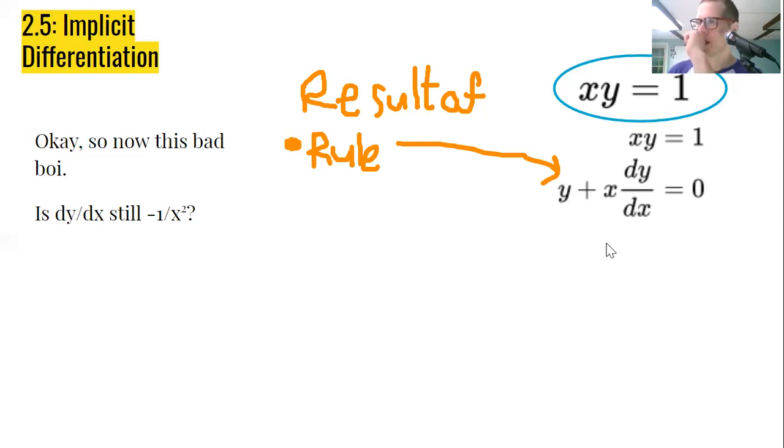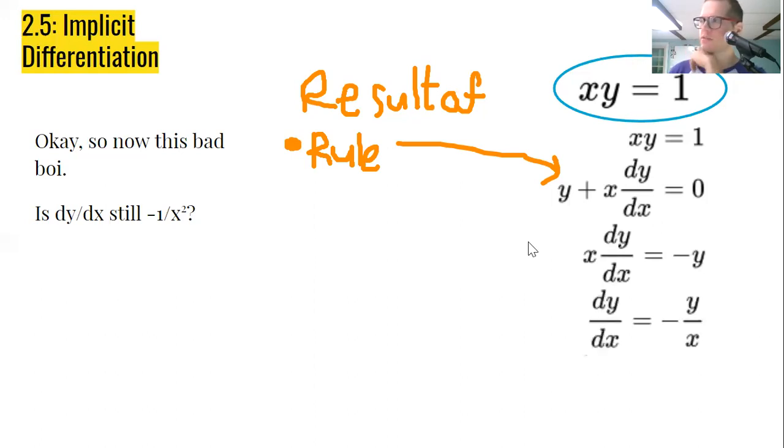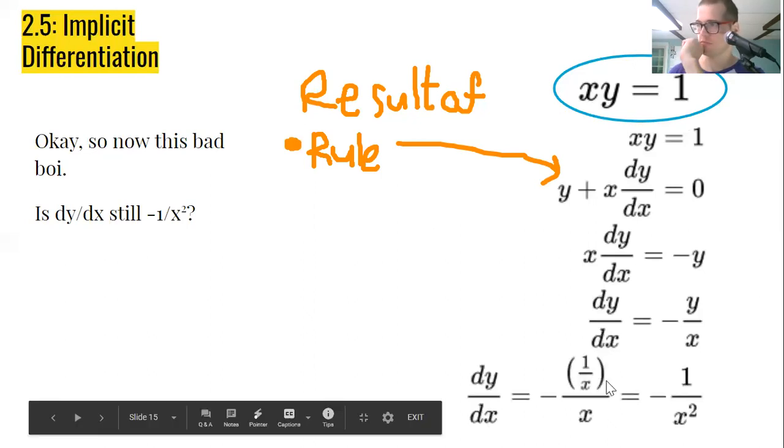All right. Now we're just going to try to solve for dy/dx. So I'm going to subtract y, divide by x. That looks different. But we know what y is. If I divide both sides by x here, I get y is 1 over x. So I can substitute that in there. And if I simplify this complex fraction, I get -1 over x squared.